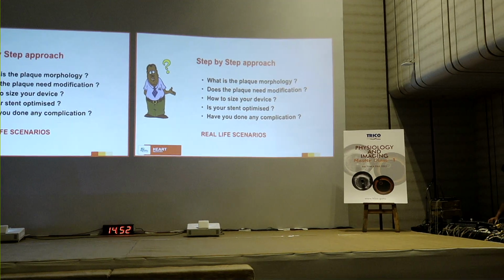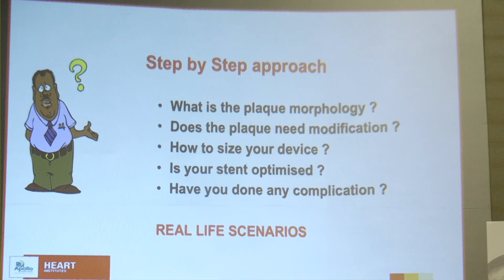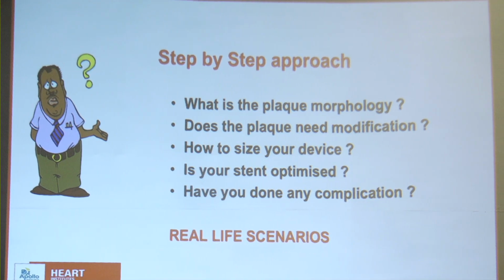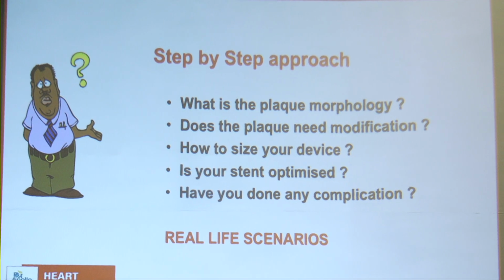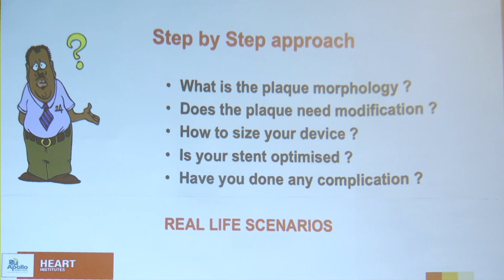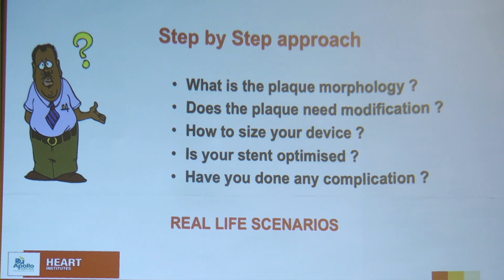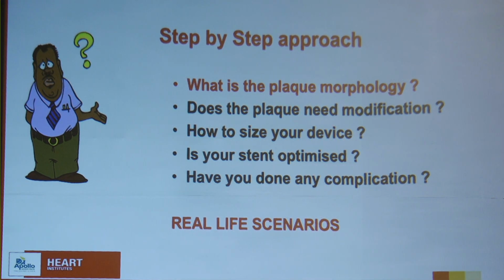So there are 5 points that I'd like to highlight on how we go step by step. First, study what is the plaque morphology. Does the plaque need any modification? How to size your device? Is your stent optimized? And finally, have you really done any complications, or have you come out safe? So coming to the first thing, what is plaque morphology?